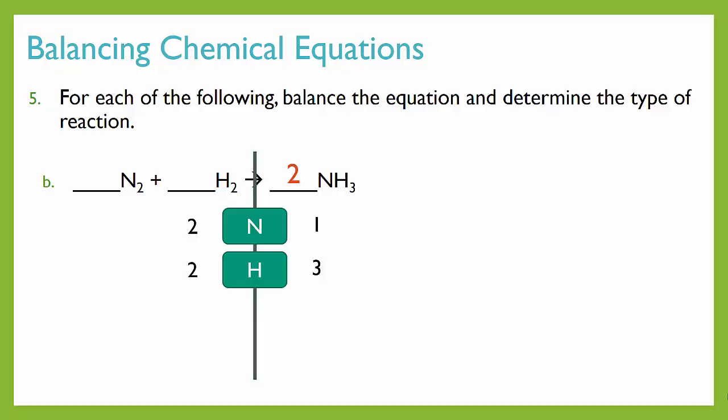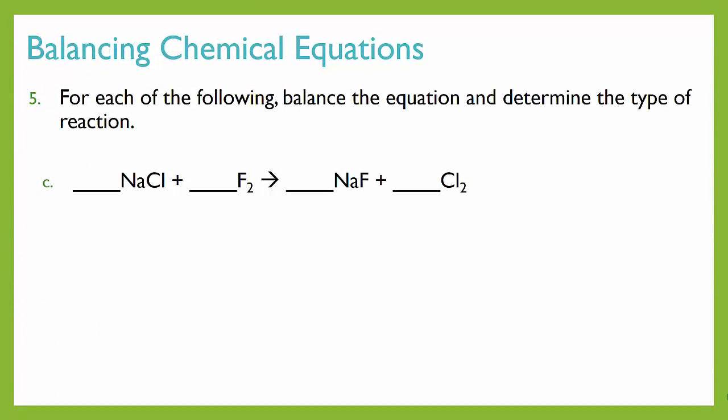I also know that I have to put a 2 in front of the NH3 so I get 2 nitrogens on my product side. That leaves me with 2 nitrogens and 6 hydrogens. On the other side, I can go ahead in front of the hydrogen and put a 3, and that'll give me 6 hydrogens on both sides. Now that my equation is balanced, this is a combination reaction where 2 reactants become 1 product.